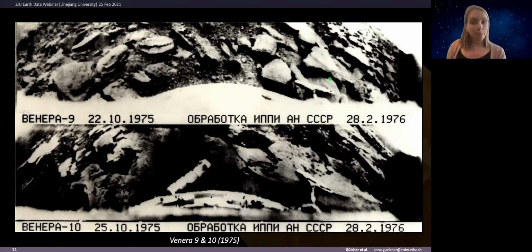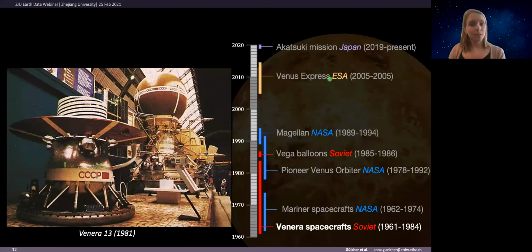So one of the most successful Venera missions was Venera 13, which is shown here. And this craft on the left was the lander. And this spacecraft sent the first color image of the Venusian surface and analyzed soil samples. So the probe operated for more than 2 hours, which is very long considering the planet's hostile surface, and it was really considered a huge success.